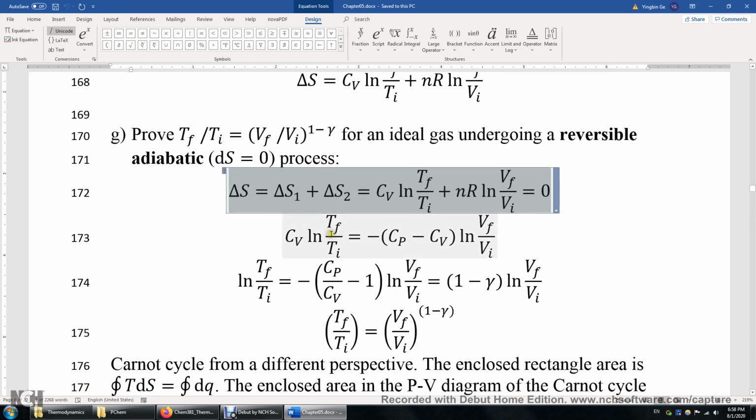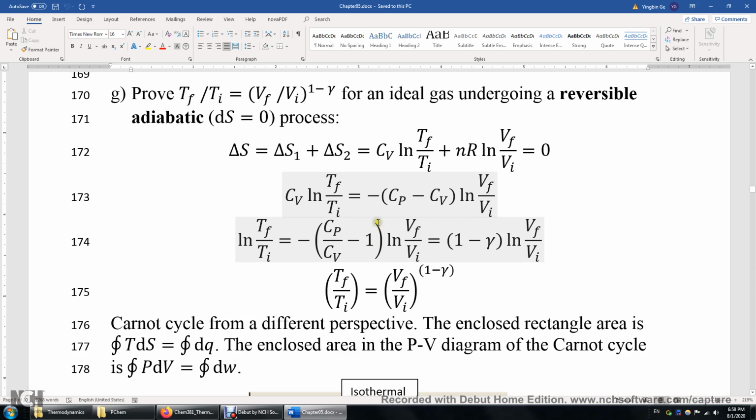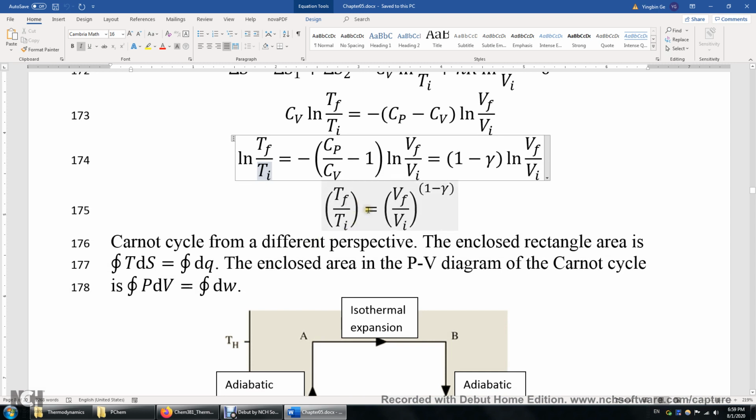And then algebra here, nR is Cp minus Cv for an ideal gas. Again, for an ideal gas, Cp minus Cv is nR. And then what we do is we move things around. And remember, Cp over Cv is simply gamma. Now it's easy to see the logarithm of the temperature ratio is 1 minus gamma times the logarithm of the volume ratio. In the end, the ratio of temperature is equal to the ratio of volume to the power of 1 minus gamma for the reversible adiabatic process of an ideal gas.